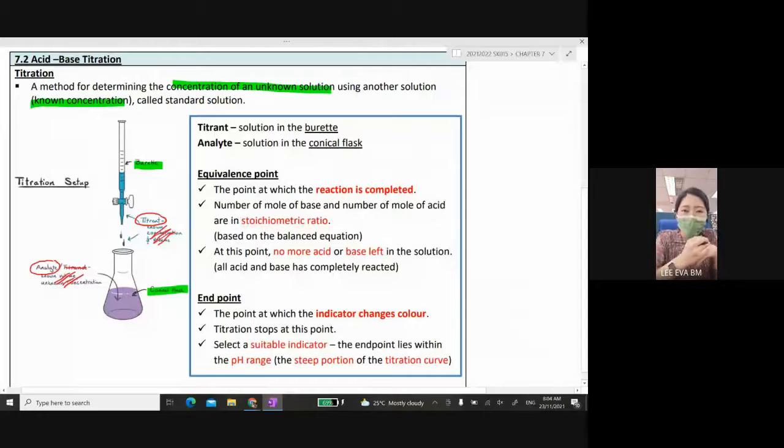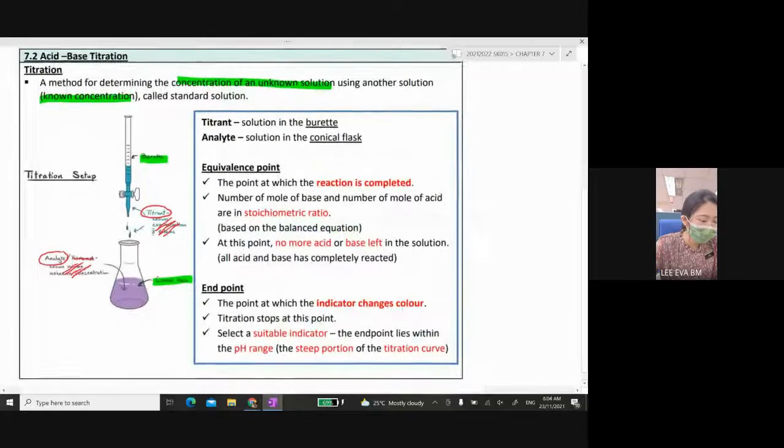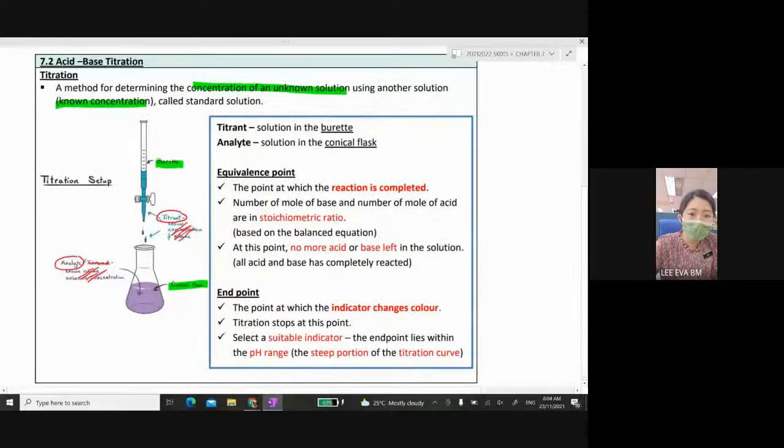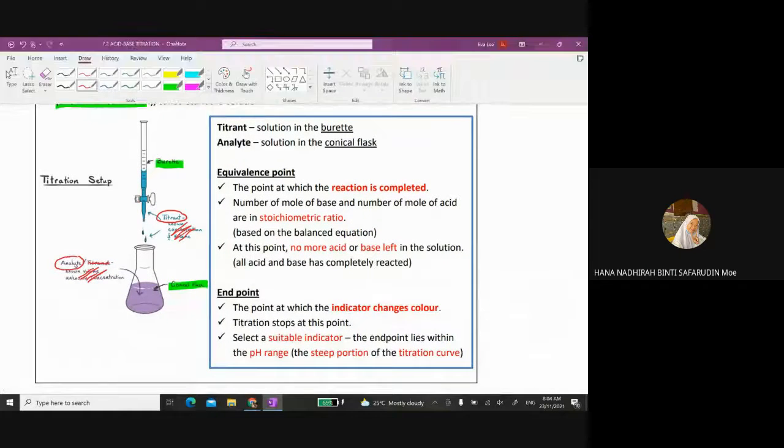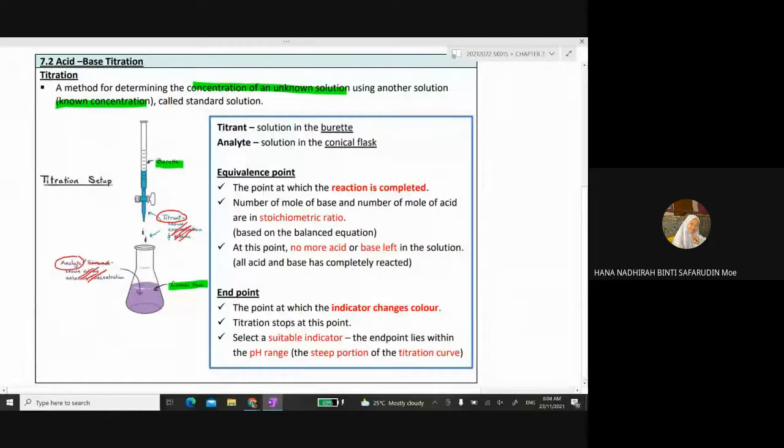So can you follow until this part? Just to double check if you can follow. Is everyone all right? Yes. Can. Okay. Right.